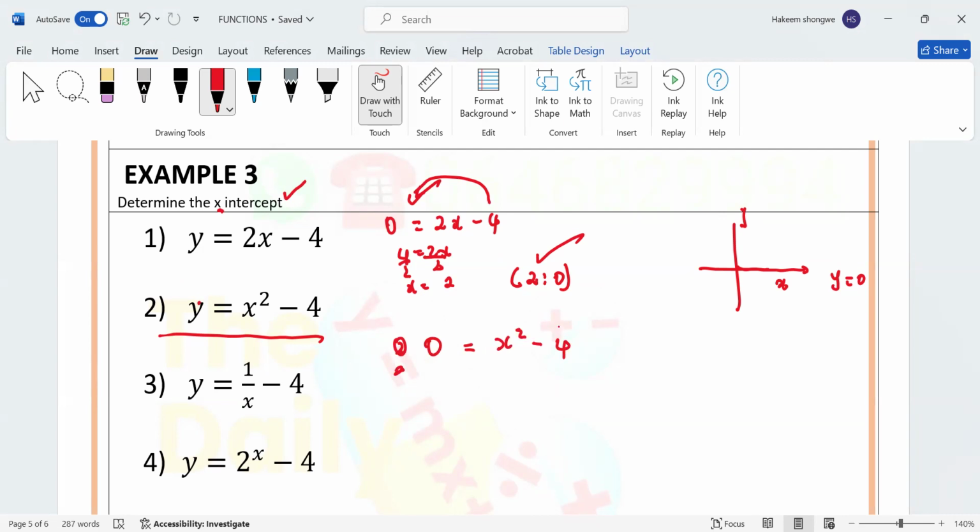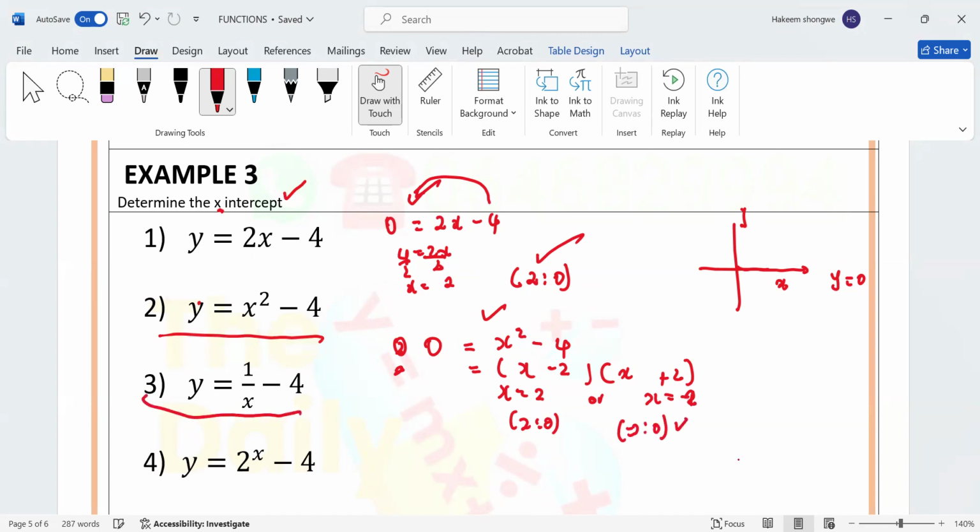Square both sides. You say we are going to have open bracket, x plus 2. And then it says x is going to be negative 2. We give you 1. It's negative 2, 0. Negative 2 is to what? Is negative 2, 0.